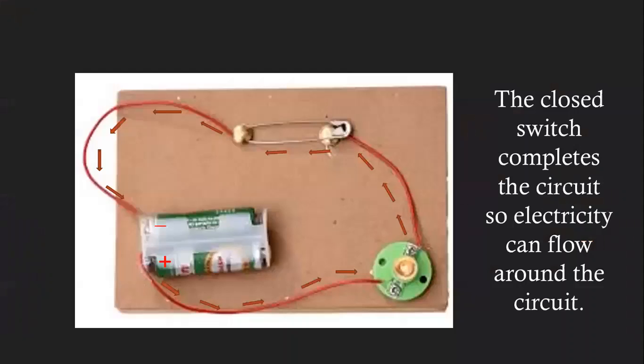So this is what really happens in the circuit. When you close the switch, it completes the circuit so electricity can flow around the circuit. You can clearly see that there are no gaps in the circuit when you close the switch. So when there are no gaps, it makes a continuous path for the electricity to flow. So then the bulb will shine.